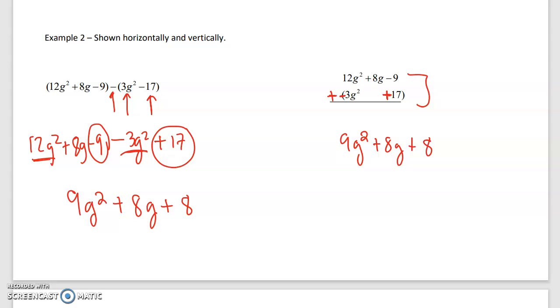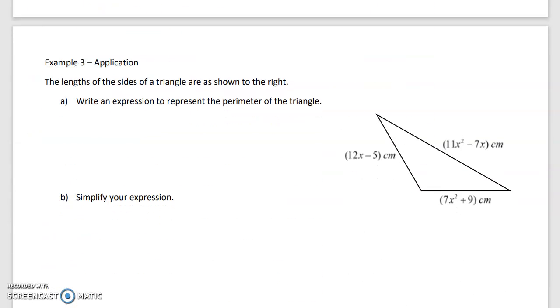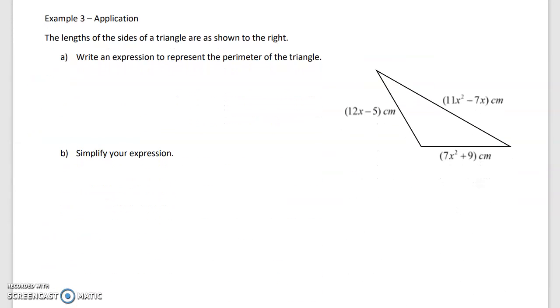One more application when we're working with these polynomials is finding perimeter, because perimeter is where we add up all the sides. And so here is a quick little problem for us to look at. The lengths of the sides of a triangle to the right are shown. Write an expression to represent the perimeter of the triangle. So perimeter is anytime we want to add up all the sides. Certain shapes actually have formulas, like squares and rectangles, but with a triangle, we just add them up.